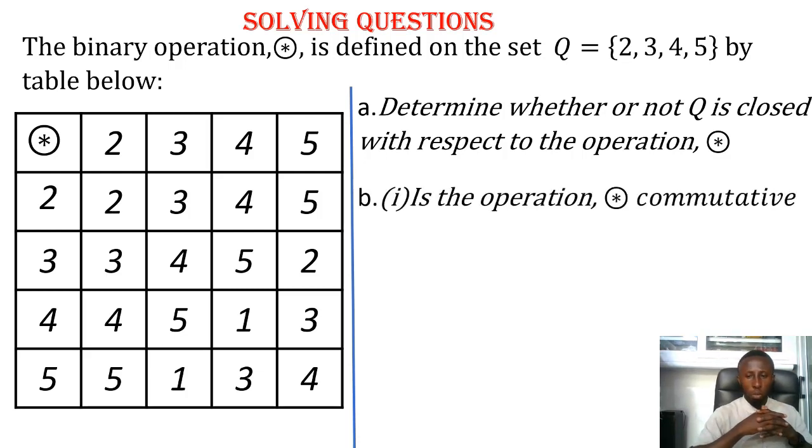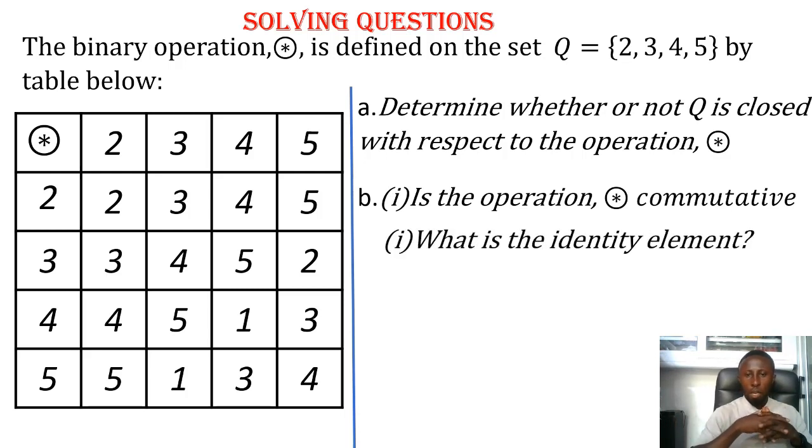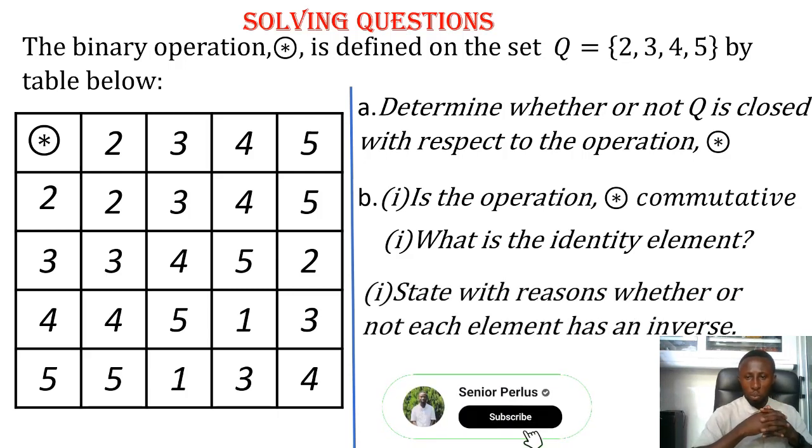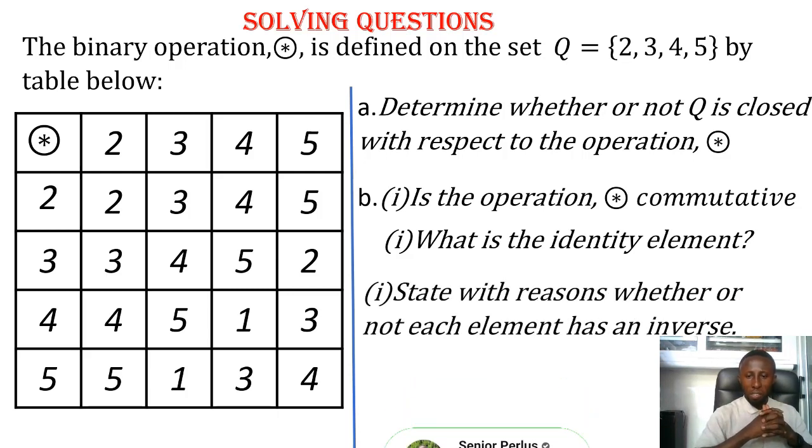B, is the operation commutative? You solve that one too. These are the questions. C, what is the identity element? D, state with reason whether or not each element has an inverse. I hope you can do this one, so try it for me.